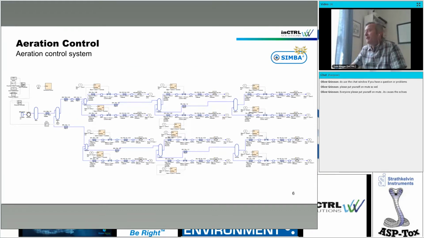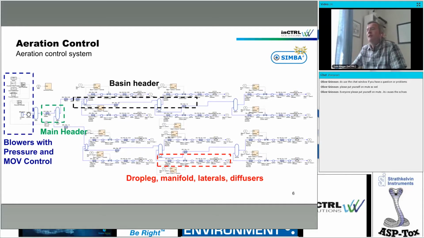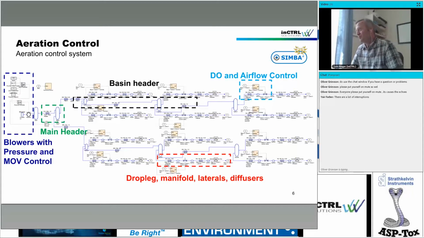The way we deal with that complexity is that we put all of that into a model, modeling everything from the blowers, blower control, maybe most open valve control, the main headers, basin headers, drop legs, manifolds, laterals, up to the diffusers, which is the connection with the process, and then of course also the DO and airflow controls. If you model something successfully, of course, then you fully understand the system.